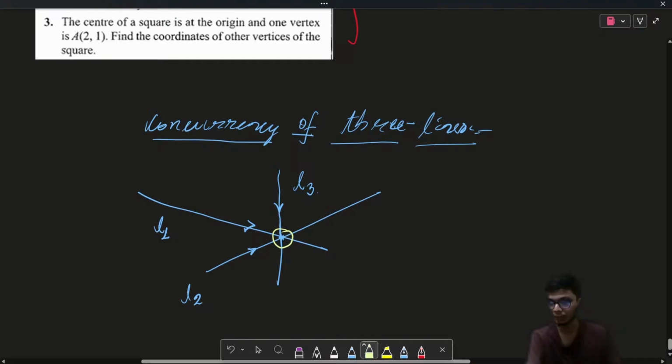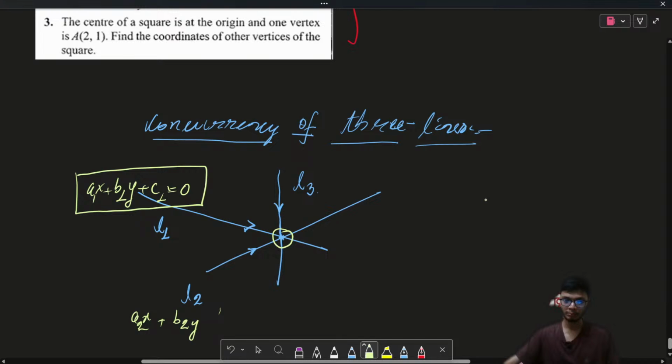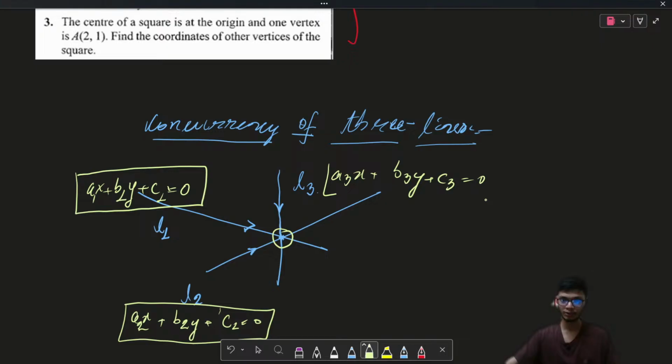If the three lines are concurrent, the point of intersection of two lines will definitely lie on the third line. That is my simple idea. So if I take three line equations, we have seen that a line equation can be given as ax plus by plus c equal to 0. I'm writing the three equations as a1x plus b1y plus c1 equal to 0, the line a2x plus b2y plus c2 equal to 0 as line 2, and similarly the equation of line 3 as a3x plus b3y plus c3 equal to 0. Those are my three equations of the line.